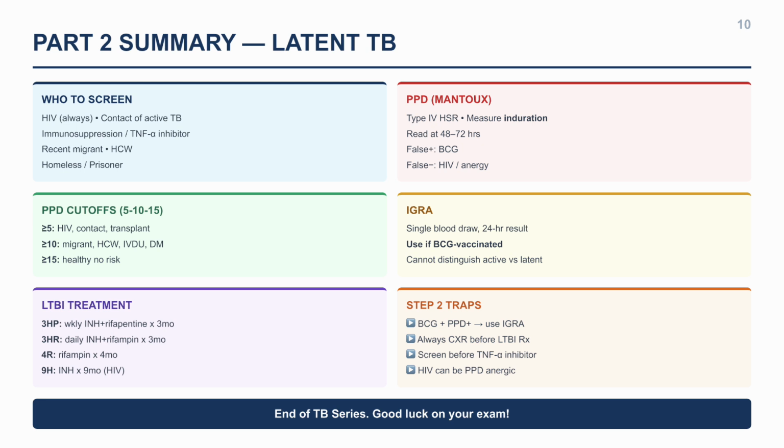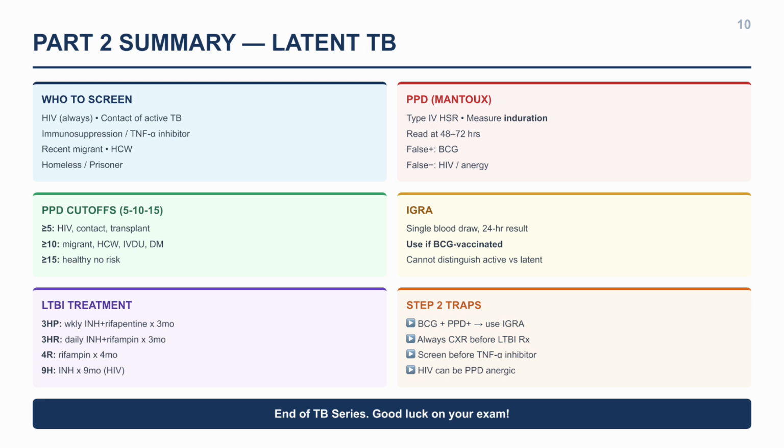Let's wrap up the TB series. For screening, always screen patients with HIV, immunosuppression, contact with active TB, recent migration from high-burden areas, healthcare workers, and the homeless or incarcerated. For PPD, measure induration at 48 to 72 hours. Remember false positives from BCG and false negatives from HIV anergy. For cutoffs, 5 millimeters in the highest risk groups, 10 millimeters in moderate risk, and 15 millimeters in healthy individuals with no risk.